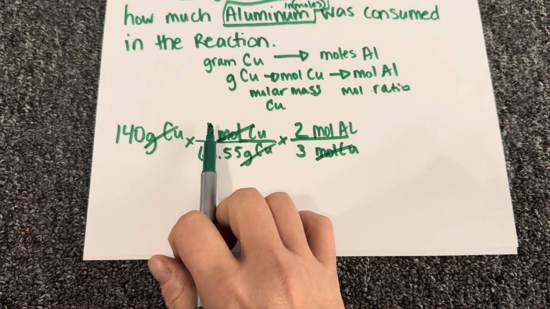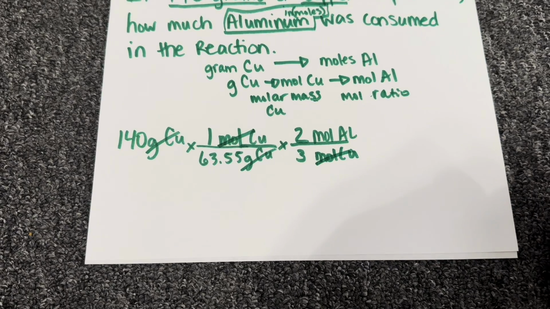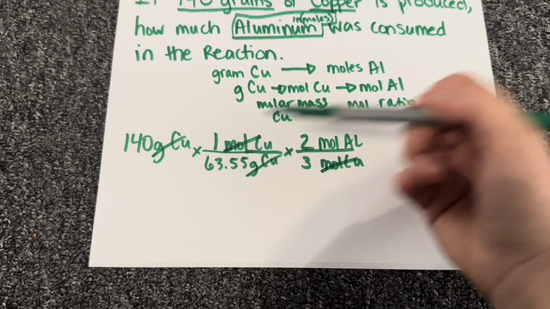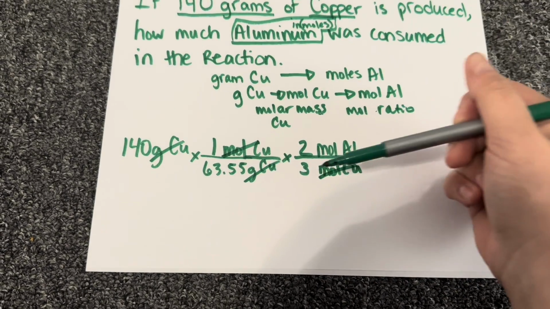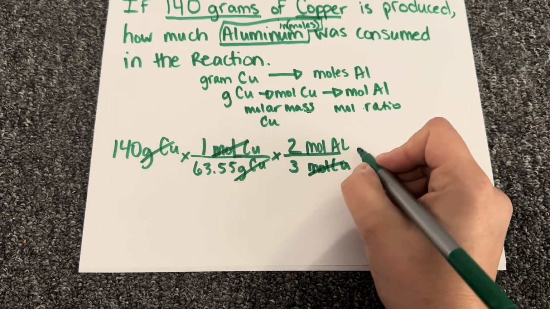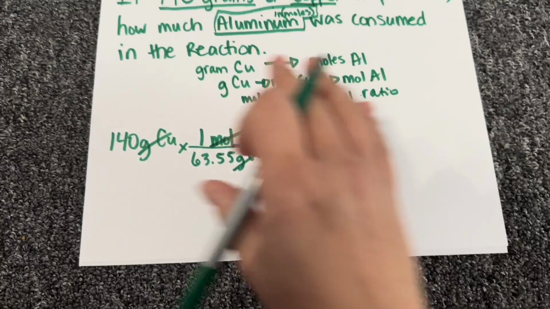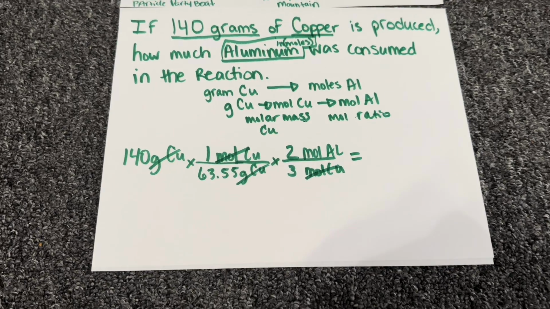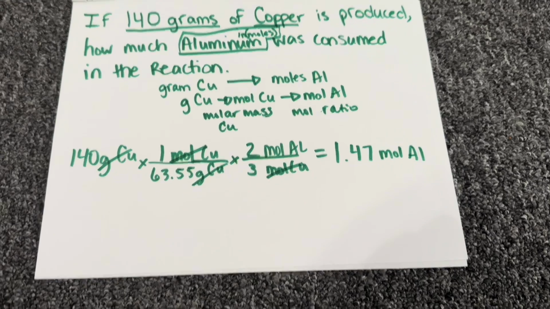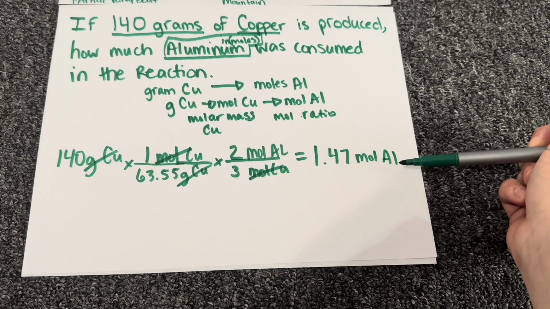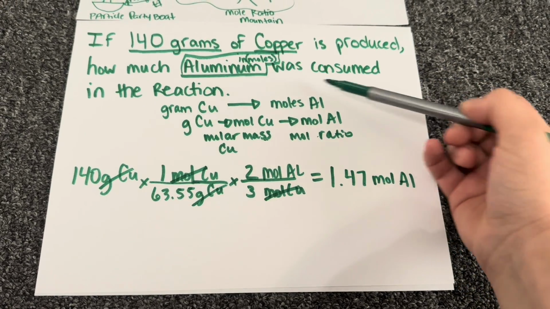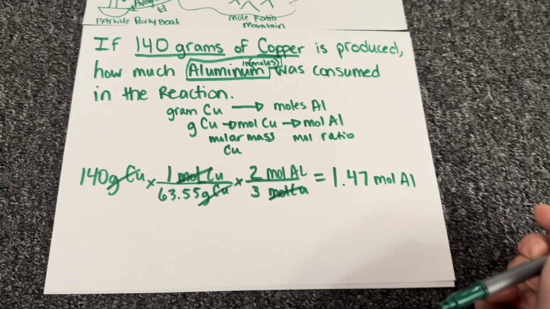140 times 1 times 2 makes 280. And then I'm going to divide through by my 63.55, and then I'm going to divide through again by my 3. You could also multiply these together and get one fraction at the end. It's just depending on how your mind works and how you would simplify this equation. So take a minute, grab out your calculators, and do that math. Okay, so I just did the math, and I got 1.47 moles of aluminum. If I look back to my problem, I want to know how much aluminum in moles was consumed. That's how much had to be consumed.